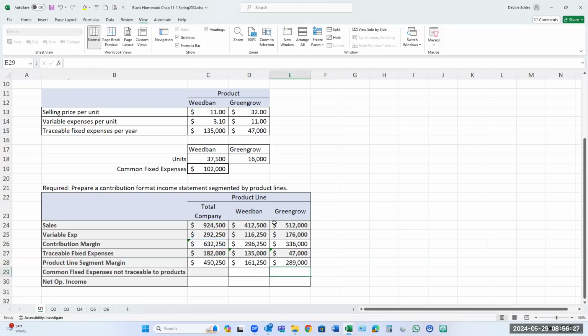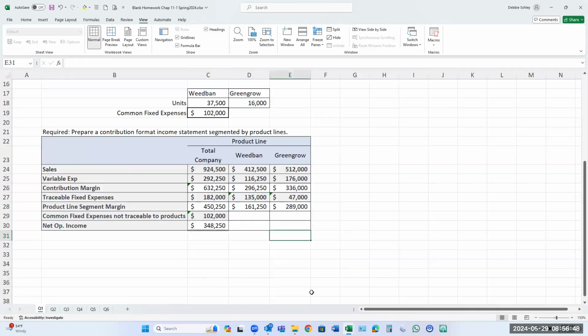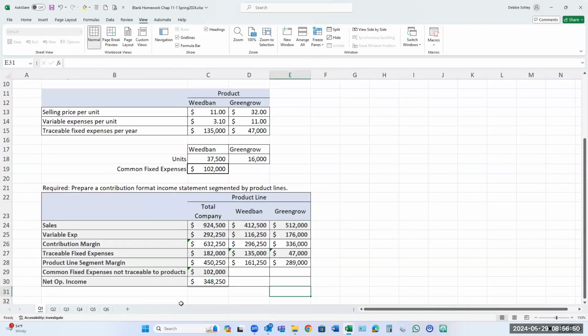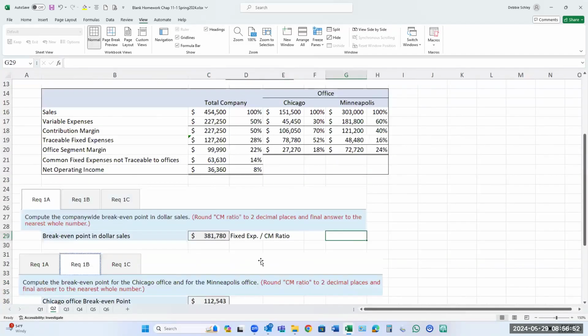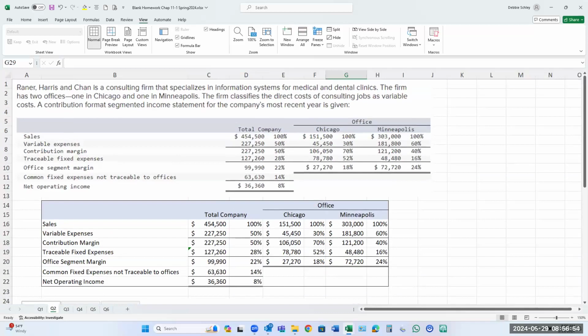So that's all we need in the product lines. Now we have the common fixed expenses, which was given in the paragraph. So then we'll take the product line segment margin total minus the common fixed expenses equals the net operating income for the company. And that is everything that is required for question 1. Okay, question 2.